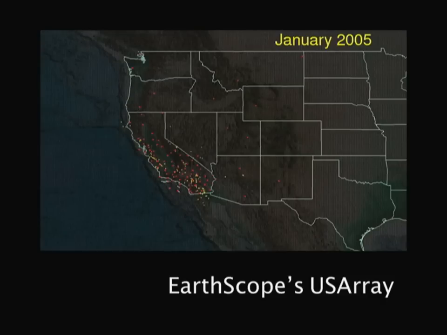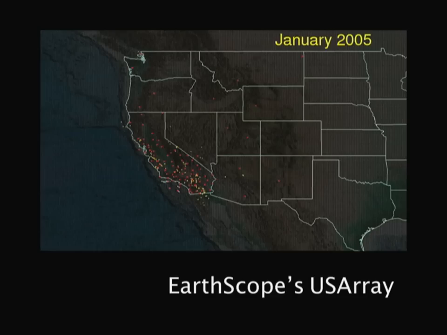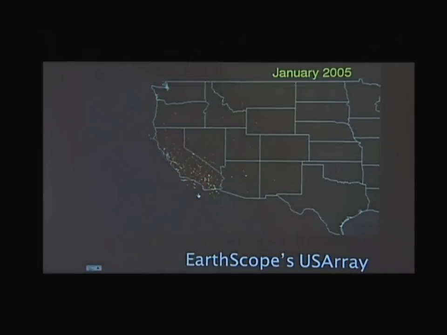One thing a lot of people say is, well, maybe earthquakes are only in California because that's where the seismometers are. Well, we can check that theory. There's a new program called EarthScope's USArray Program, and what it's doing is putting seismic stations all over the United States. We're going to show a little movie of that here.